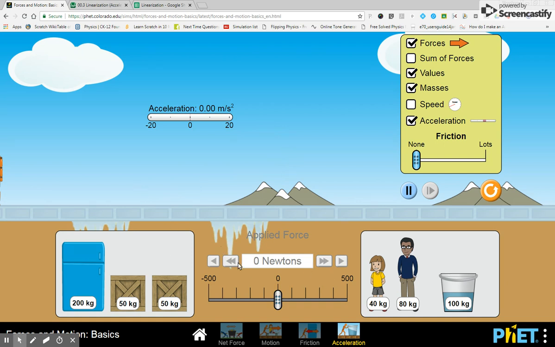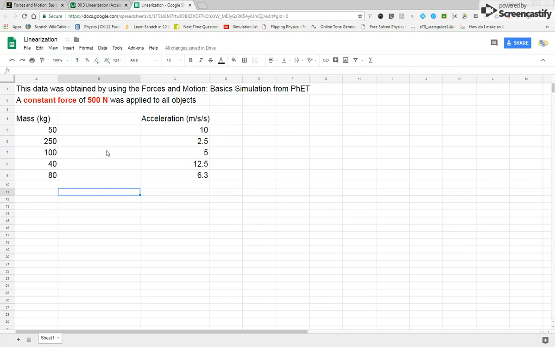What we saw here is that we applied a certain amount of force to a varying mass. Our mass will be our independent variable, and our responding or dependent variable was the acceleration that was produced. To save some time, I've already taken this data and moved it over to a Google Sheet. It says this data was obtained by the simulation and we used a constant force. It's very important to recognize that this force was constant in every situation.